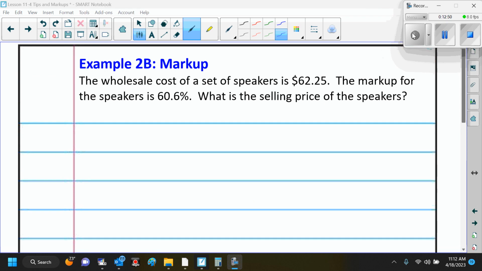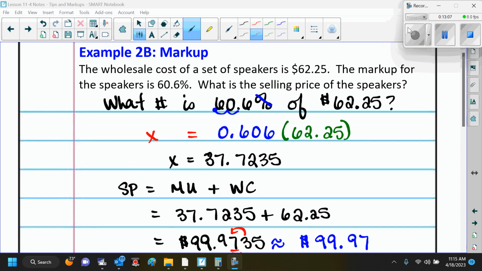So example 2B is a markup problem. It says a wholesale cost of a set of speakers is $62.25. The markup for the speakers is 60.6%. What is the selling price of the speakers? All right, so here the what number is question was: what number is 60.6% of $62.25?